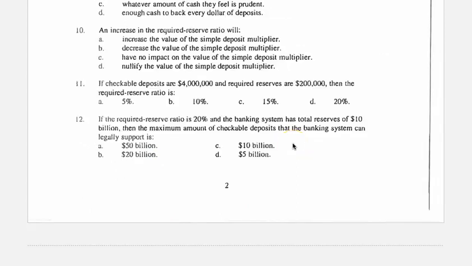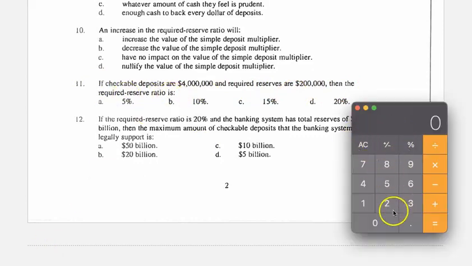Let's move to question 11 and 12, the other two questions that are going to use our equations for the reserve, for the deposit creation. Question 11: if checkable deposits are $4 million and required reserve are $200,000, then the required reserve ratio is. Let's pull out the calculator. We're going to use the required reserves, which is 200,000 divided by the checkable deposit, which is the total deposit, 4 million.